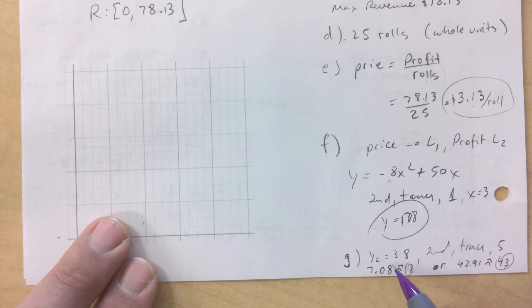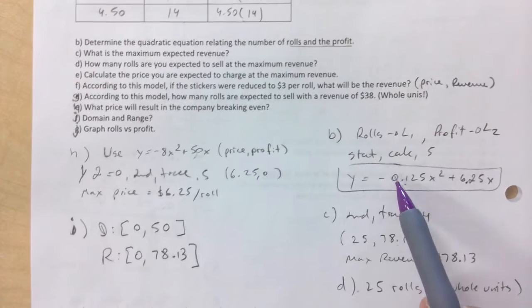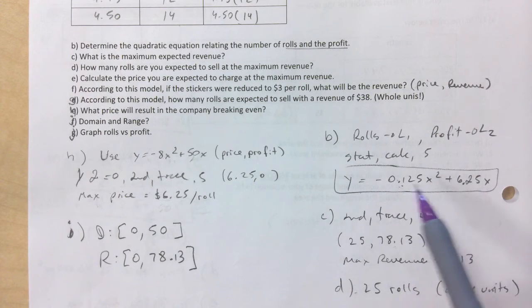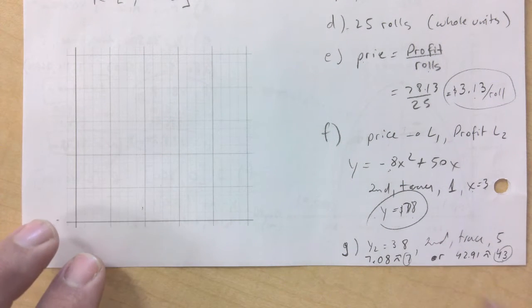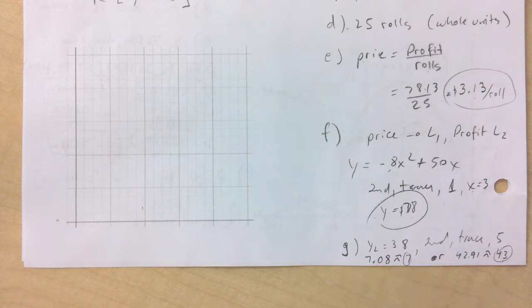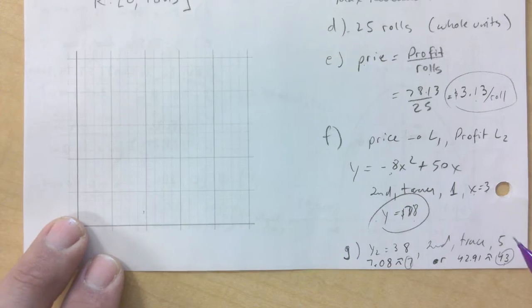G is Y2 equal to 38 because that's the profit. If you have a revenue of 38, how many rolls would you expect to sell? Then you have to go back to the original. So change your L1 back to the number of rolls and perform a regression. But because this is finite and doesn't keep on going, you could probably just type it into Y1 as is, instead of performing the regression. This equation is easy to type in, okay?